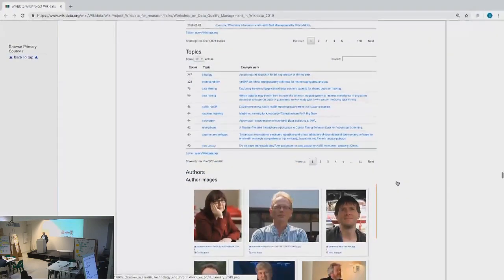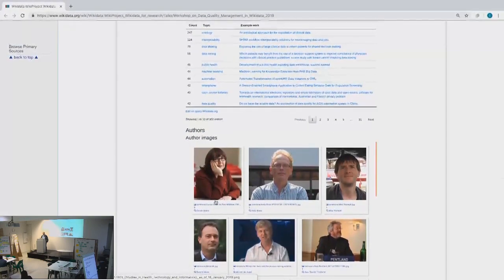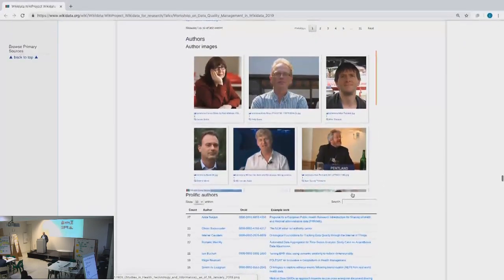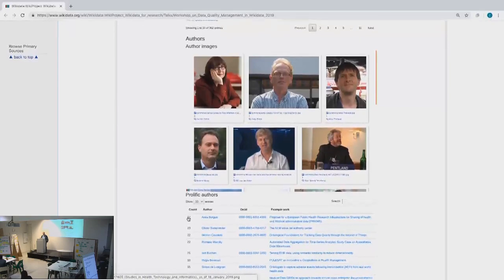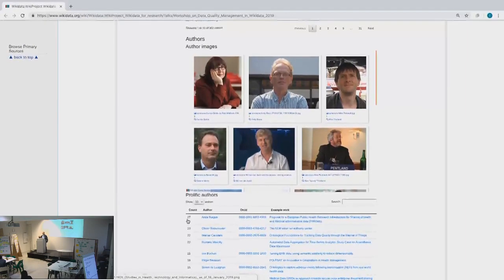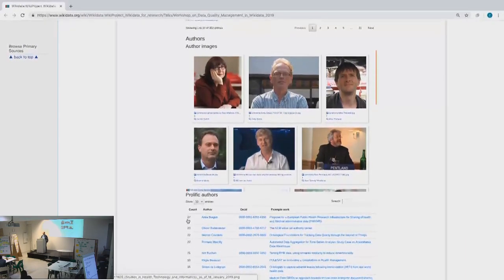Author images, we notice here the top author with image has 3 publications in the journal. If you then scroll further down, we see the top author in the journal altogether has 27 publications, which means the top authors in the journal don't have images on Commons, or at least not images associated with them on Wikidata. So we can go look for images of those people.